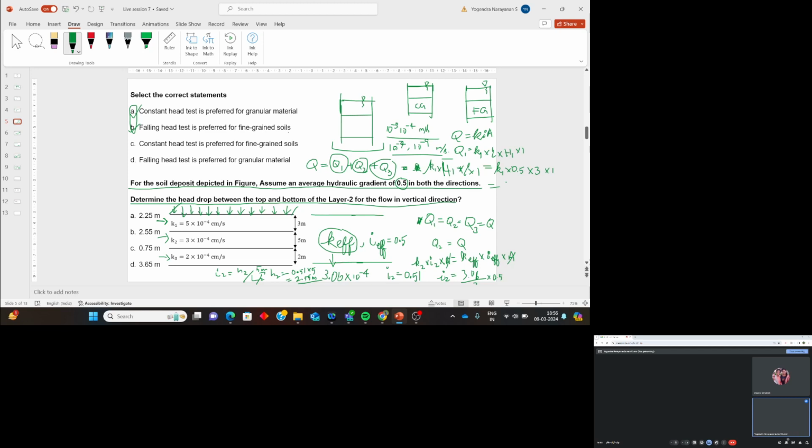Total discharge is equal to 7. Separate discharges. First layer 7.5. Total you are saying 7? First layer will be 7.5. Sir, I forgot to convert meters into centimeters.